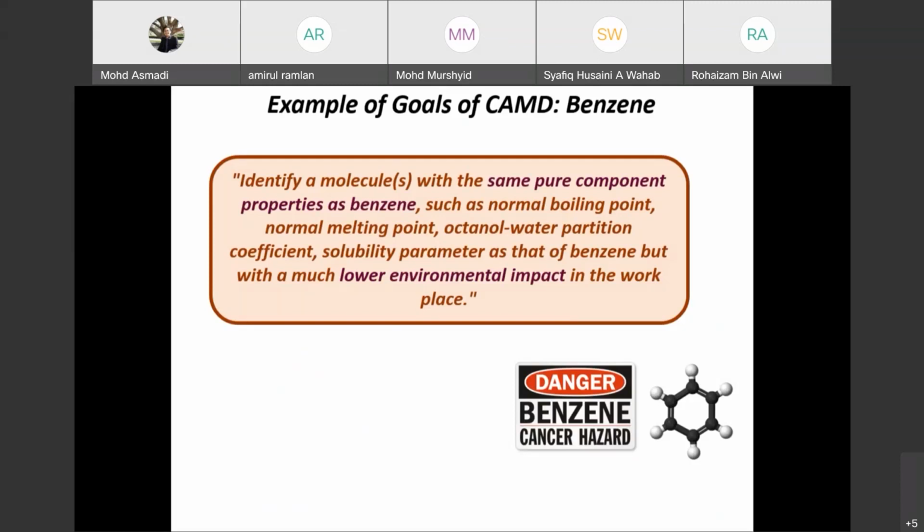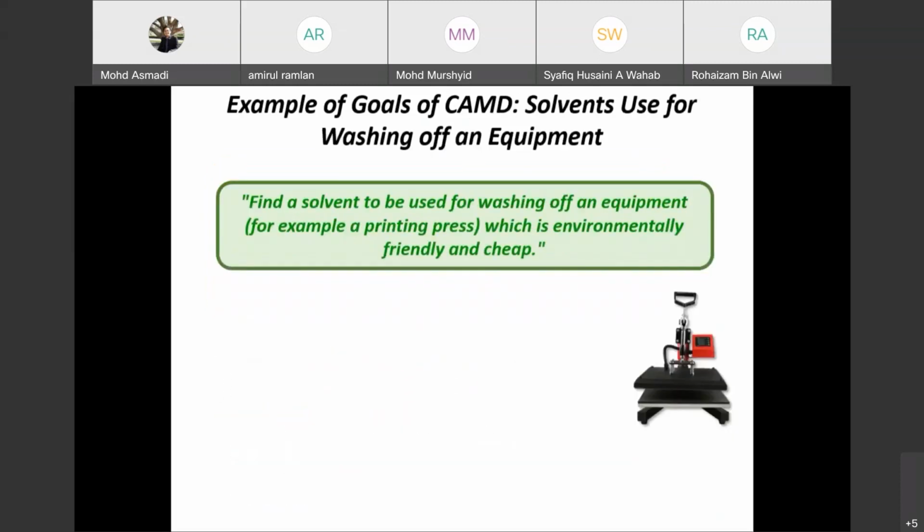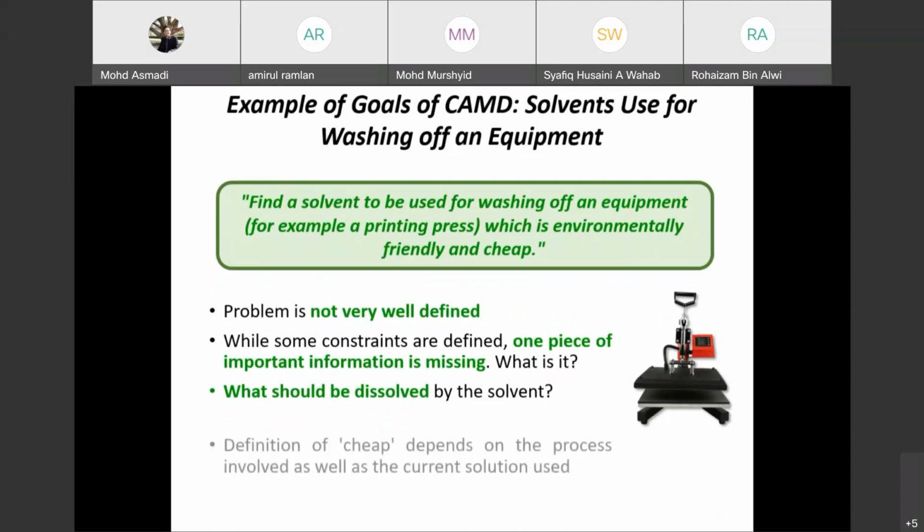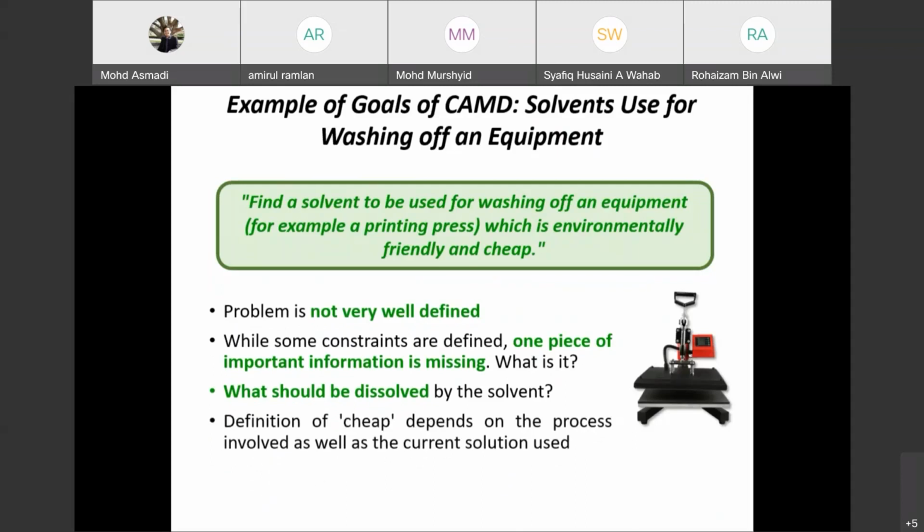Okay. So let's see the, panggil apa tu? Yang tak well-defined. Yang ni: find a solvent to be used for washing off the equipment which is environmentally friendly and cheap. Right. So is something missing kat sini. Okay. Kalau awak tengok kat sini, not a very well-defined problem. One piece of important information is missing. What should be dissolved by the solvent? Kan? Kalau daripada yang ni apa ni, minyak, washing off the equipment, right? Printing press. Solvent ni nak dissolve apa kan? Cheap. So this is too general.